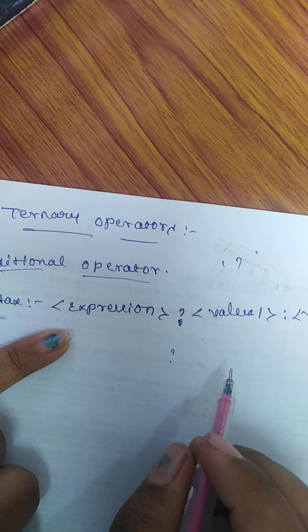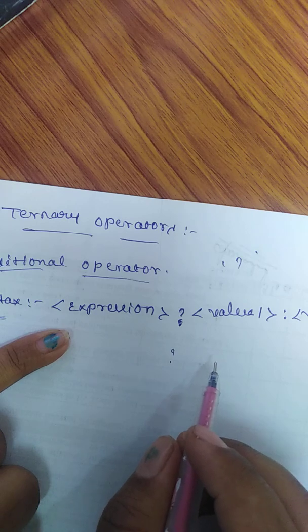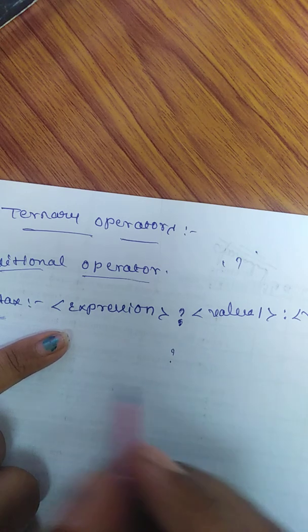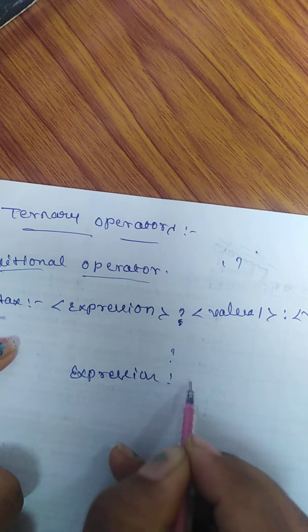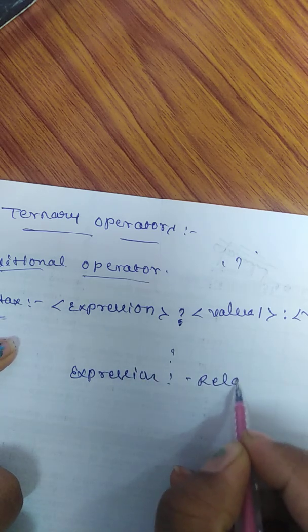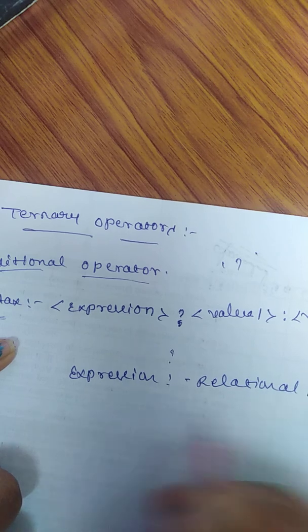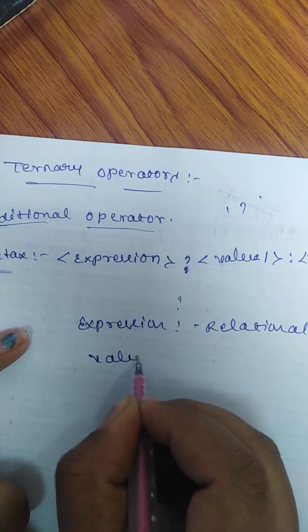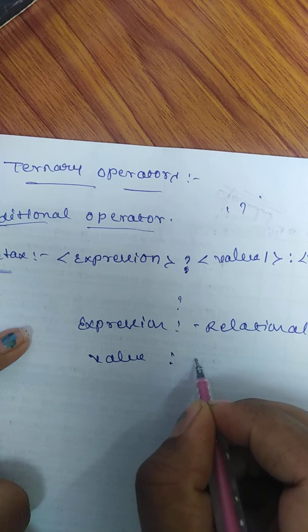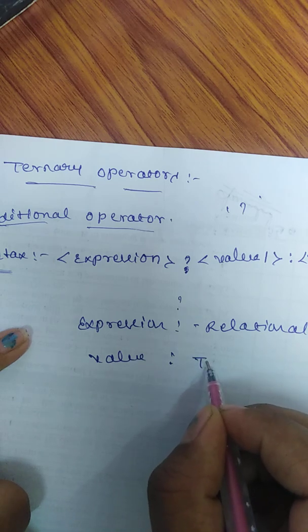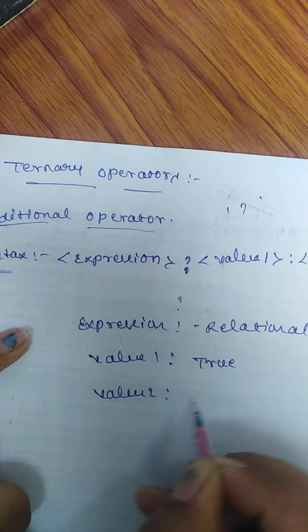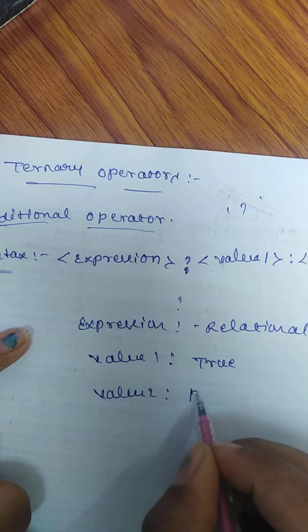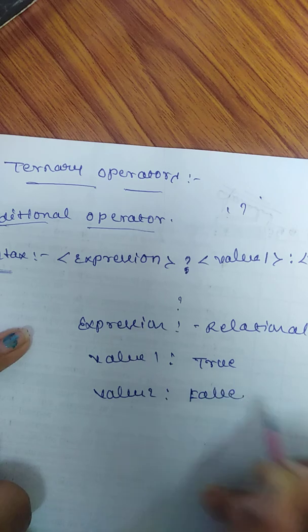Expression means we use a relational expression. Value 1 and value 2 mean we can assign the value for true or false. We can check this.